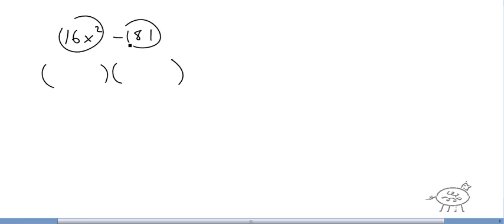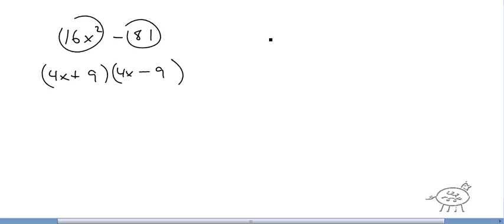Let's try another one here. Let's see, 16x squared minus 81. Okay, definitely difference of two squares. Those are both perfect squares, and that's a perfect square. Two terms, and there's a minus and a plus. So the square root of 16 is 4. Square root of x squared is x, so 4x and 4x. Plus and minus. Square root of 81 is 9 and 9.